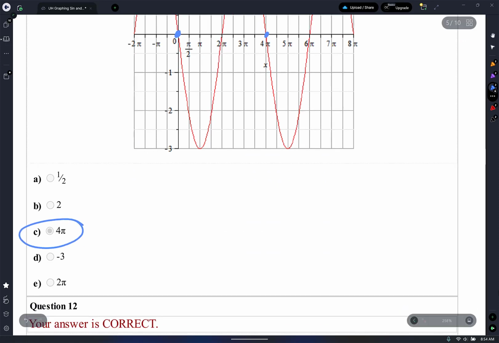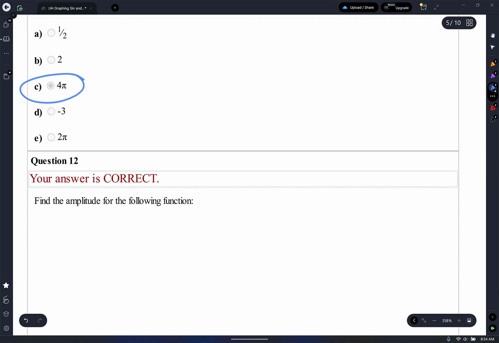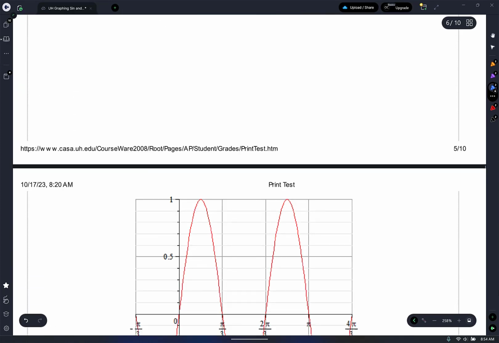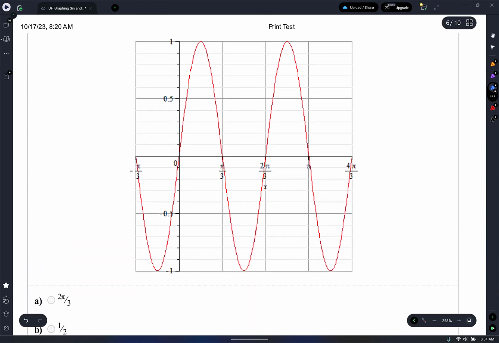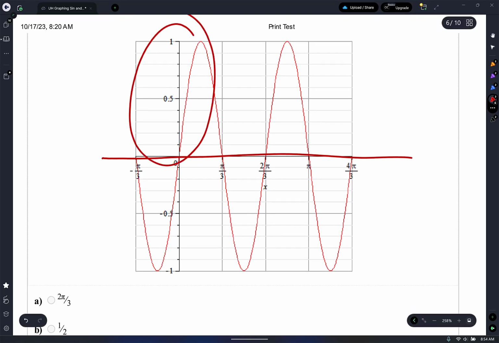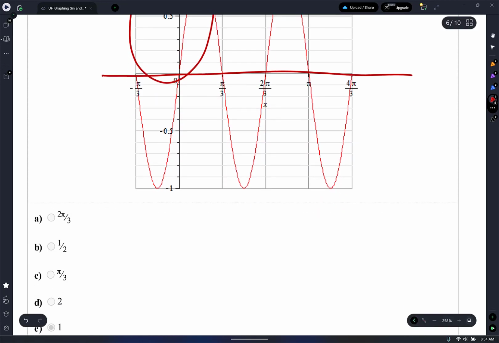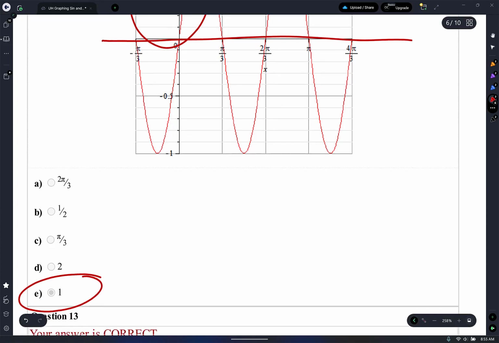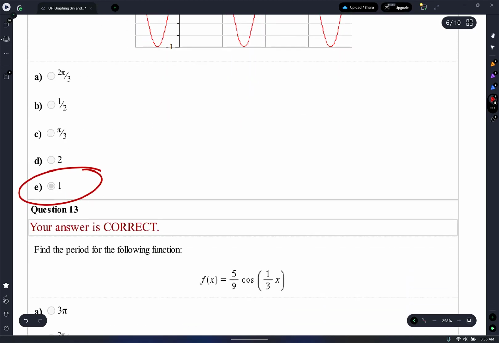That's it. Go to the next one. Find the amplitude. Yeah, the amplitude is just 1, guys. The midline's right at 0. The difference between 1 and 0 is 1. The amplitude is just 1, and that's it. Easy or not easy, guys? Go to the next one.